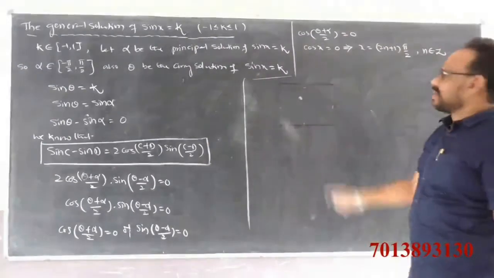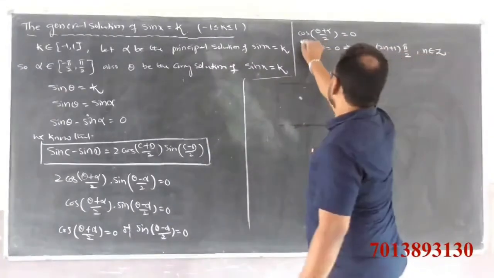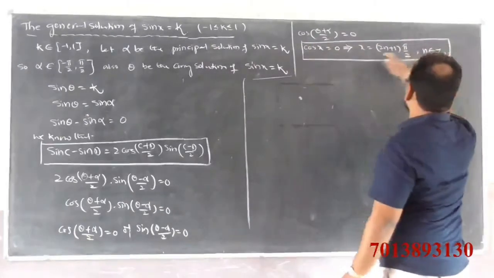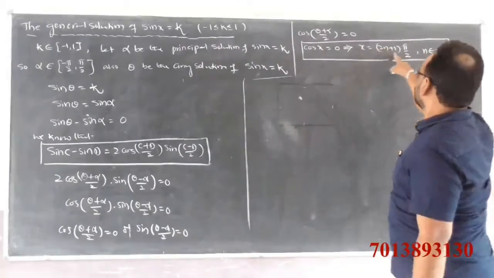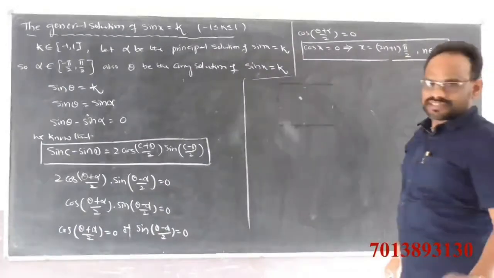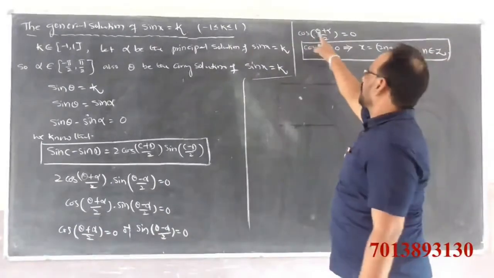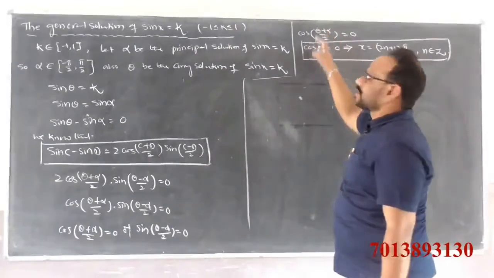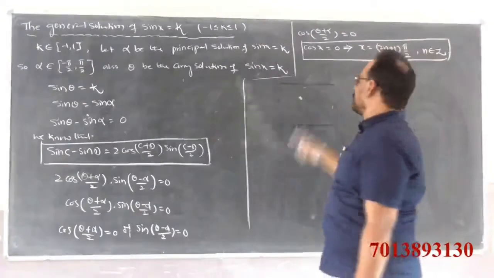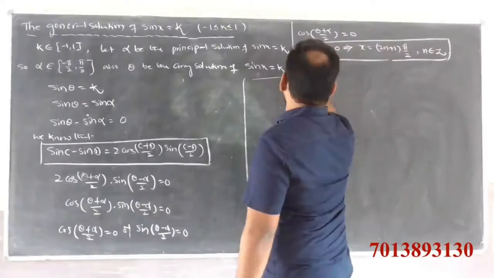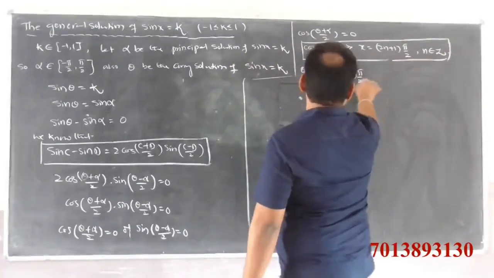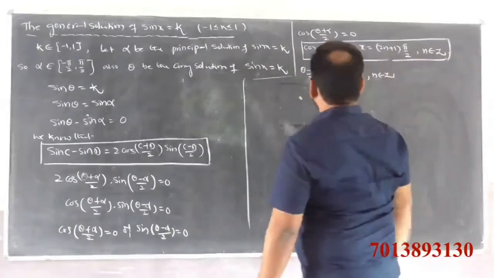Already we discussed this previously. The general solution of cos x equal to 0 is x equal to 2n plus 1 into pi by 2, where n belongs to Z. So consider theta plus alpha by 2 as x. Cos x is equal to 0, x is equal to 2n plus 1 into pi by 2. Here x means theta plus alpha by 2, which is equal to 2n plus 1 into pi by 2, where n belongs to Z.